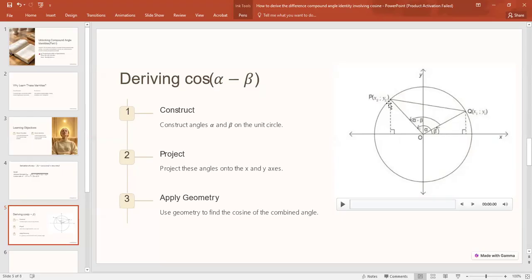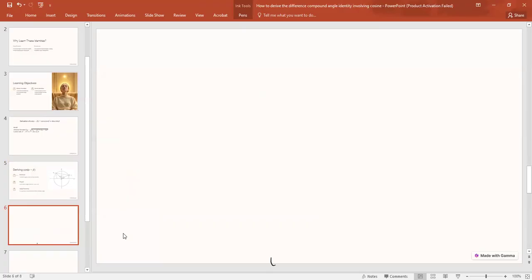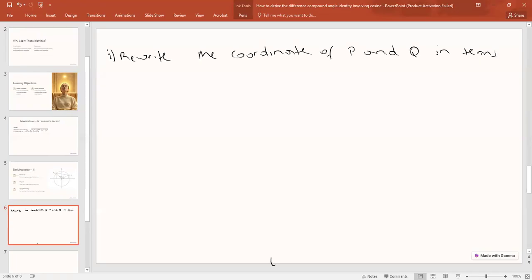So on this diagram, we have a triangle POQ. We have our angle beta here, our angle alpha here, and the angle alpha minus beta. So the first step will consist of rewriting the coordinates of the points P and Q in terms of alpha and beta. How do we achieve this?